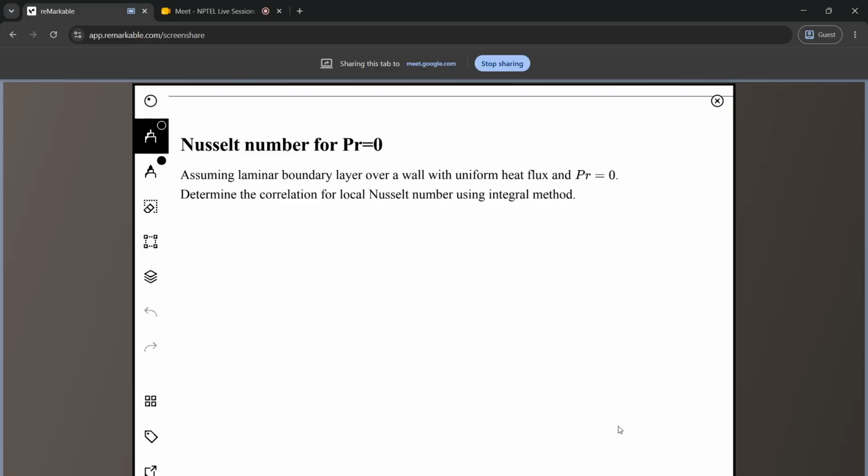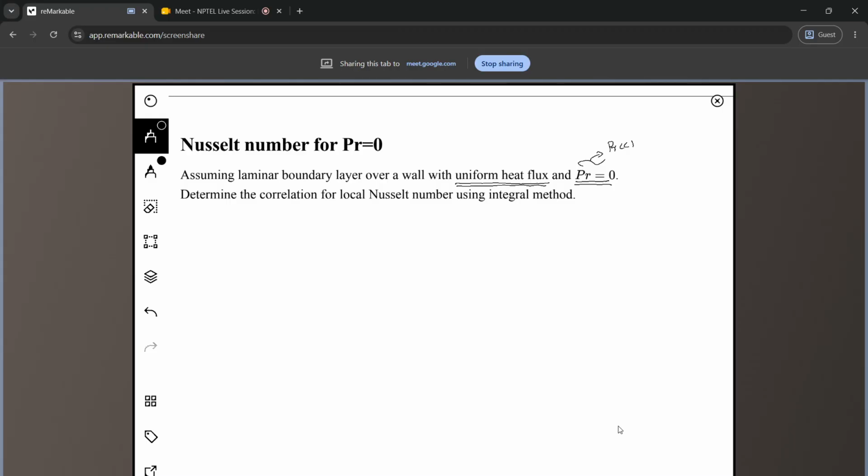In the beginning we solved the momentum integral equation. We did not actually solve the energy integral equation. So this is a problem where you can solve the energy integral equation. Assume a laminar boundary layer over a wall with uniform heat flux and Prandtl number equal to 0. It's not really 0; you can assume the Prandtl number to be very much less than 1. Determine the correlation for local Nusselt number using the integral method.